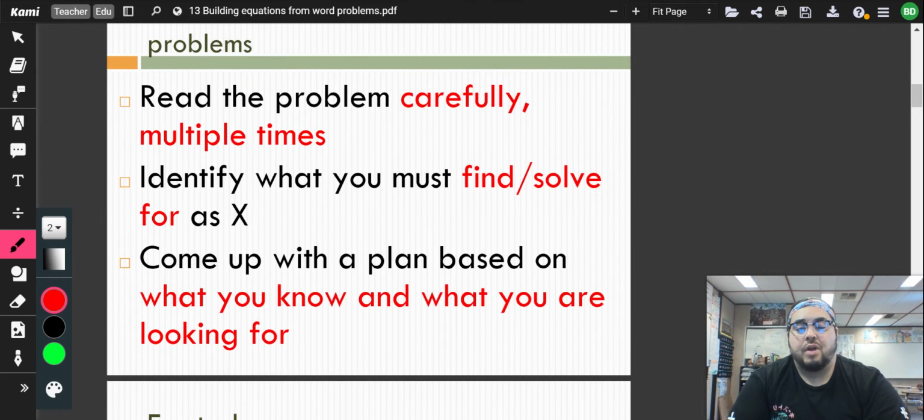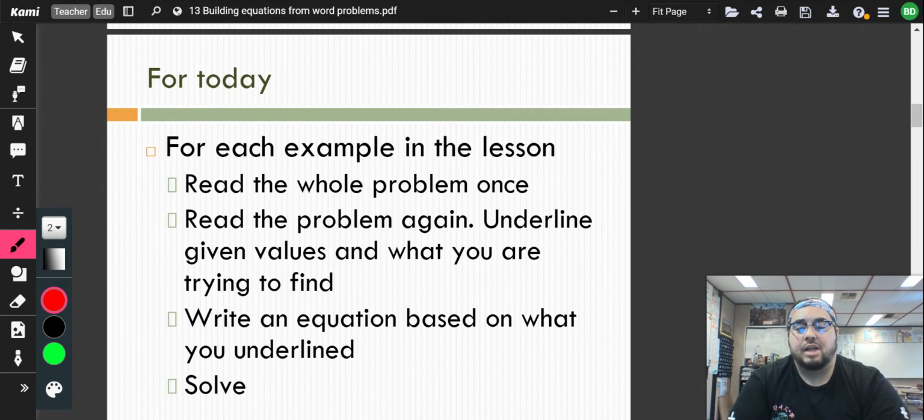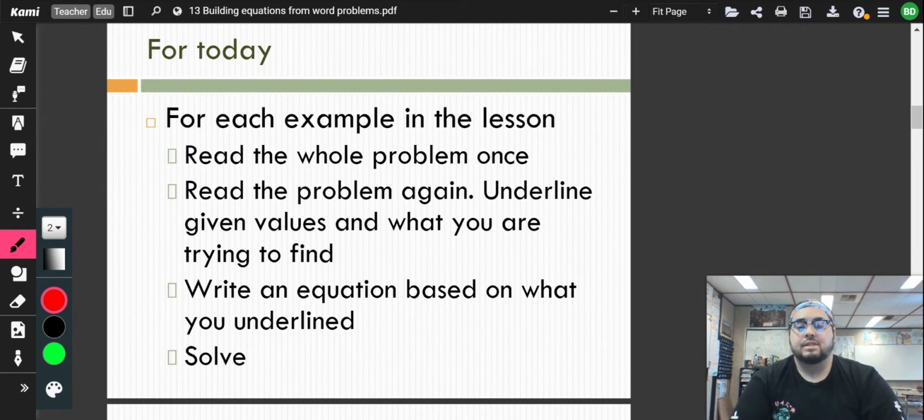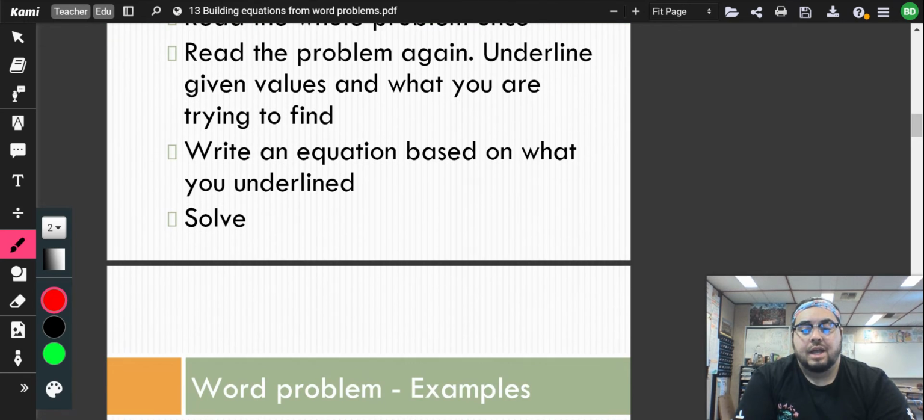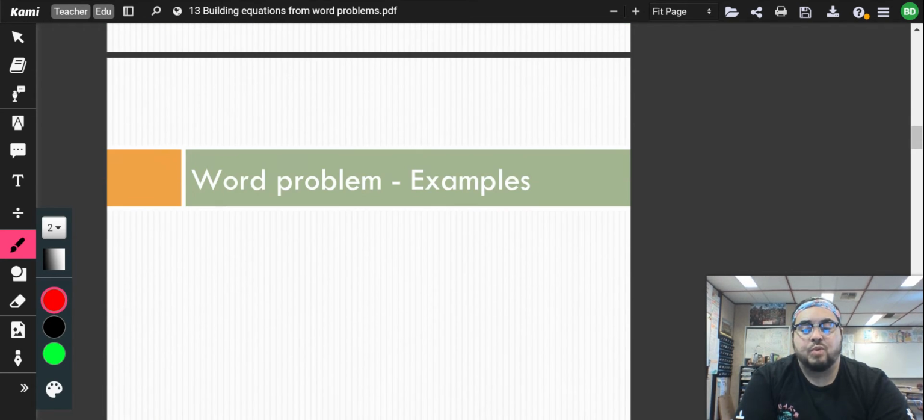Okay, so for each problem today, this is going to be our process. We're going to read the problem once. We're going to read the problem again, and then we're going to underline our given values, the things we're trying to find, maybe circle the thing that we're actually looking for. Then we're going to write an equation based on what we've underlined, and then we're going to solve that equation, making sure that once you solve, you actually answer the word problem. That's super important.